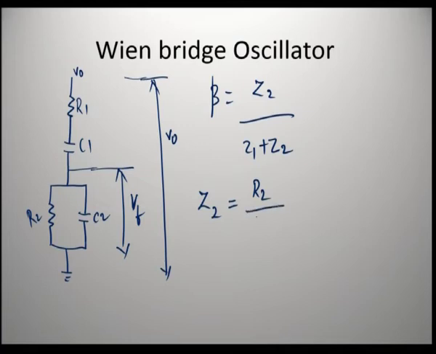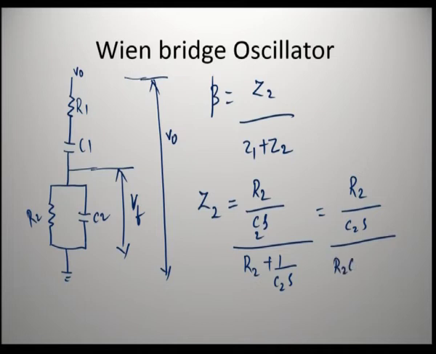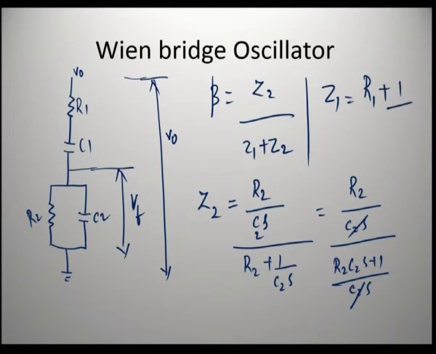R2 into 1 by C2S divided by R2 plus 1 by C2S. So, it is R2 divided by R2 C2S plus 1. So, Z2 is R2 by R2 C2S plus 1, and what is Z1? It is the series combination of R1 and C1. So, R1 plus 1 by C1S, it is R1 C1S plus 1 by C1S.